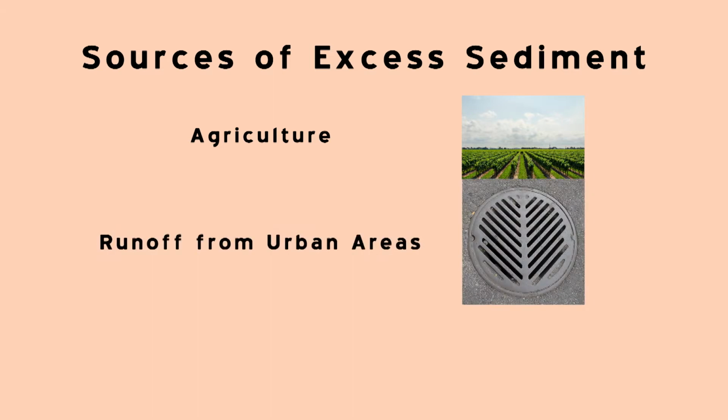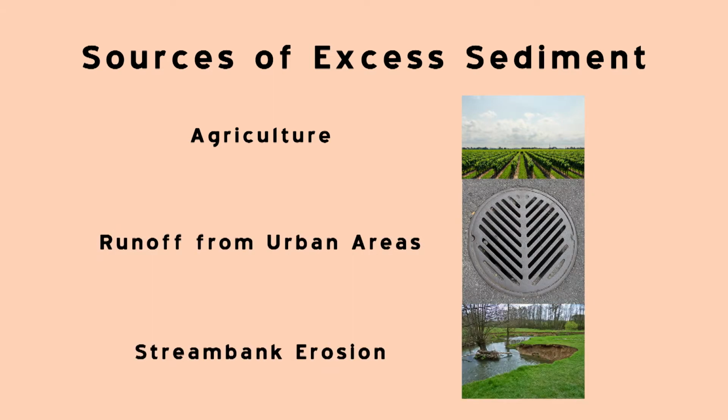There are three main sources of excess sediment in the lower Grand River watershed. These sources are agriculture, runoff from urban areas, and stream bank erosion. On farms, sediment can enter streams from crop fields and areas with livestock.